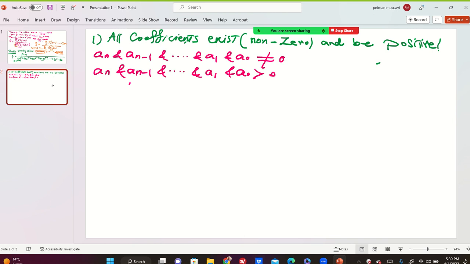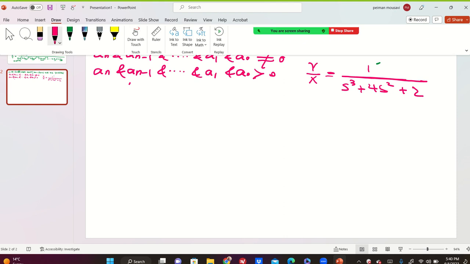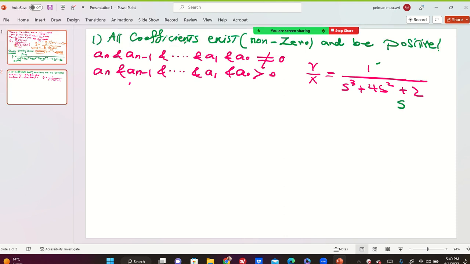Being said, if you see such a closed transfer function of a system, look at here. You don't even know what it is, just by looking at it. I'm telling you, a third order system is like this: s cubed plus 4s squared plus 2. Is the system stable or unstable? What do you think? It is unstable, because you are missing what? You are missing s here. So this is plus 0s plus 2. So one of the coefficients doesn't exist.